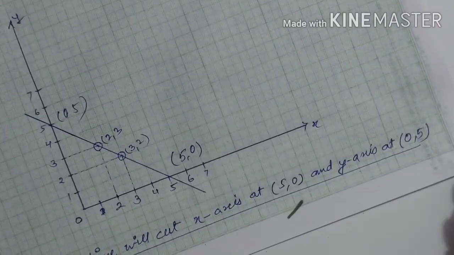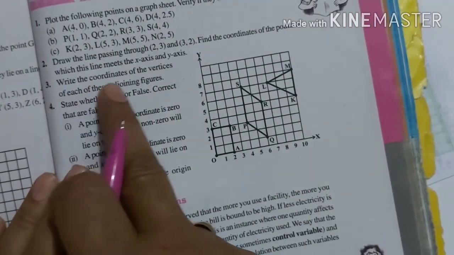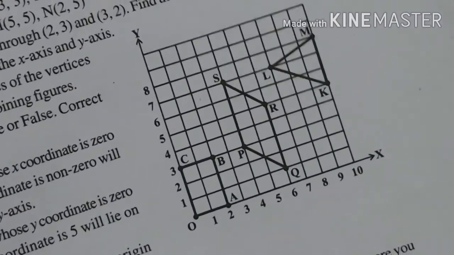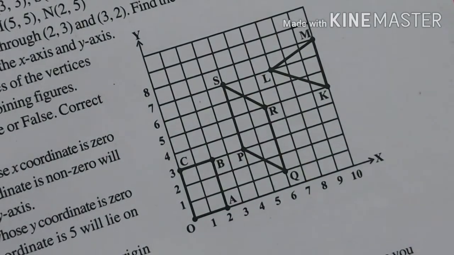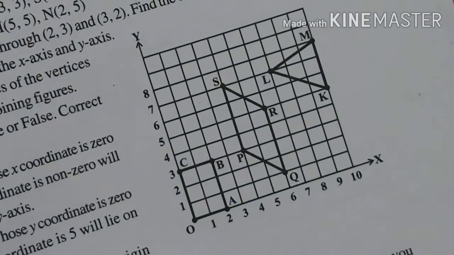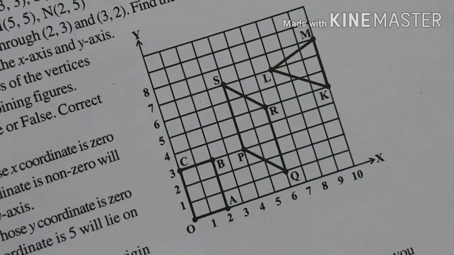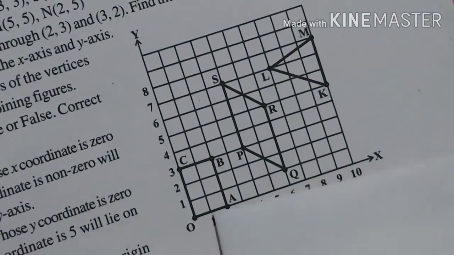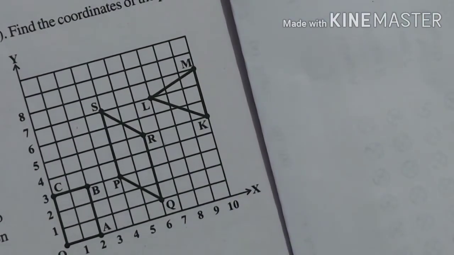Okay. Now the next question: write the coordinates of the vertices of each of the adjoining figures. Here the figure is given, and you write the names A, B, C, D, O, P, Q, R, S, L, M, N, and write the coordinates of the given points.